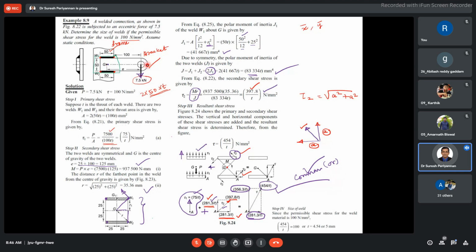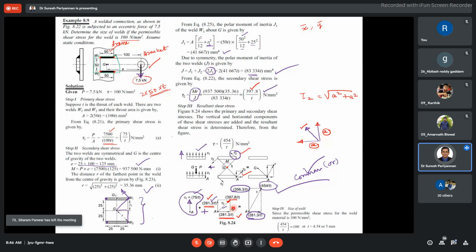Suppose the load is acting in the horizontal direction, then what is the shear? This one is going to be eliminated, the horizontal shear component. Then 281 plus 73. This kind of question you may get in competitive exams. They will give the directions and another figure with the horizontal directions.